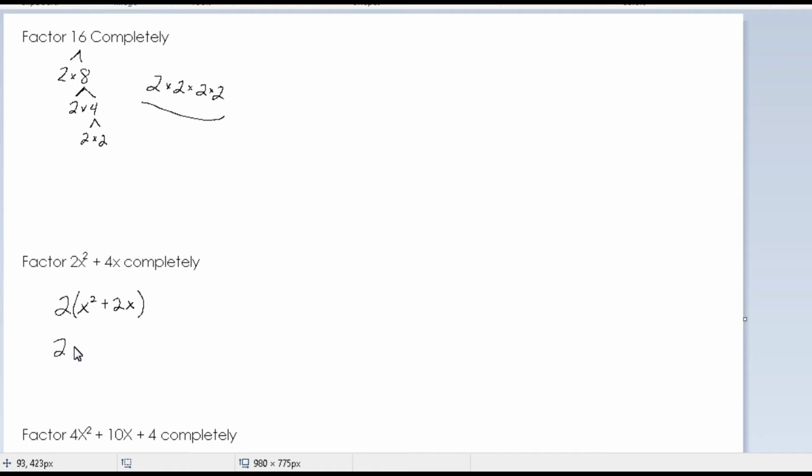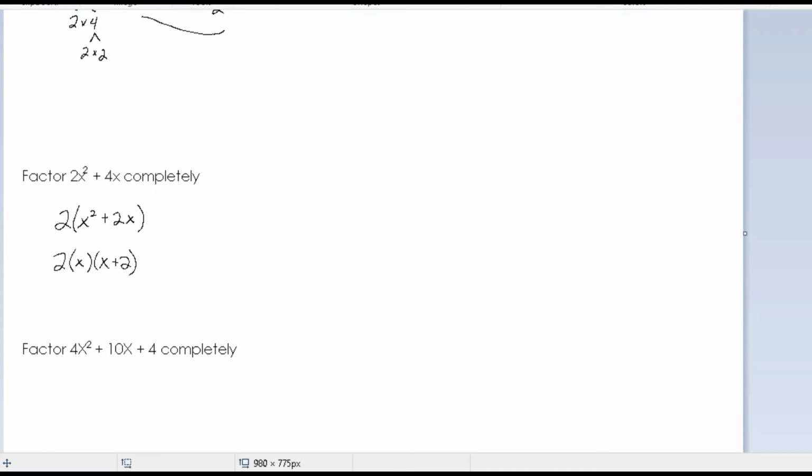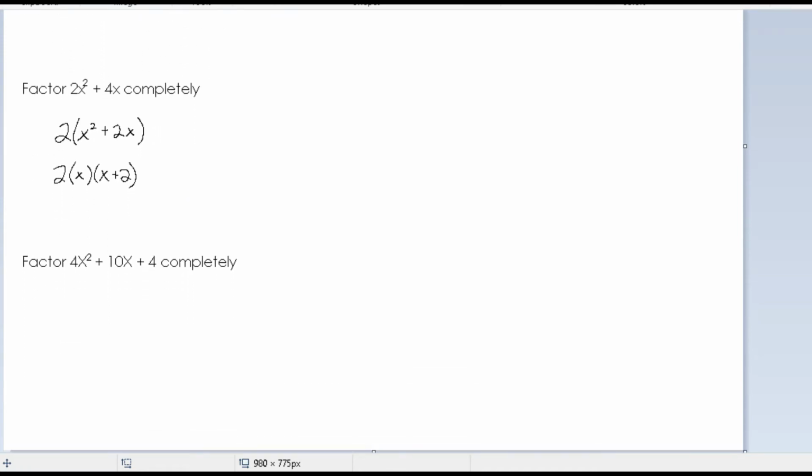So 2 times x, and then when you pull out an x here, you have one x left, and when you pull out an x here, you have a 2 left. So you have to keep going until there's nothing left that could be factored out. There's no common factor in what is added together in the parentheses.